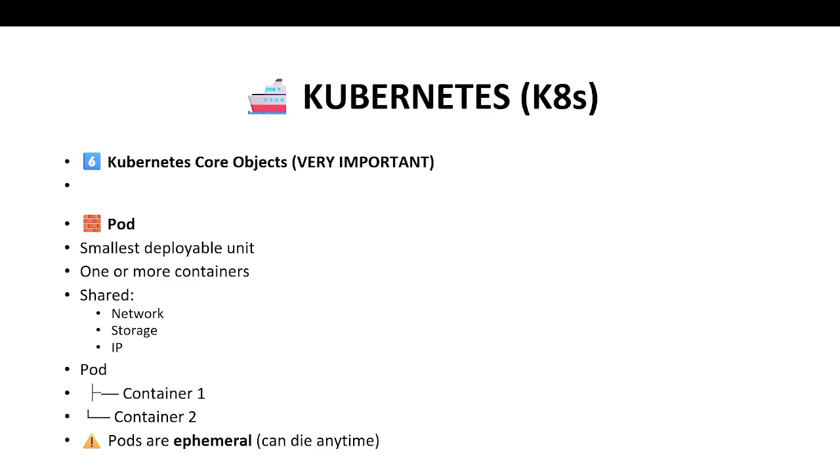And Kubernetes core objects. In Kubernetes, there are core objects, and one is the pod. It is actually very important. A pod is nothing but the smallest deployable unit, with one or more containers. It shares network, storage, and IP. A pod can contain container 1, container 2, container 3, container 4 also. Pods are ephemeral and can die anytime.